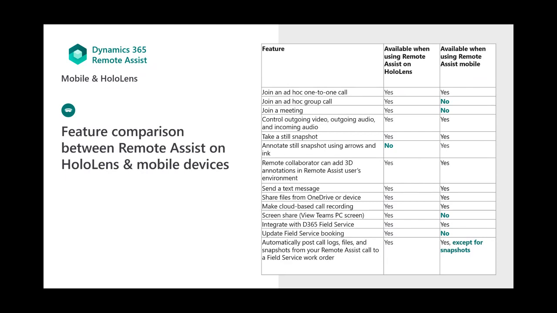The HoloLens doesn't yet allow you to take still shots, take snapshots, and then put annotations and arrows on top of those stills, but that'll be coming up soon. You cannot screen share to a mobile phone the way you can with a HoloLens. And you can share call logs, files, and snapshots, but there are limitations on Remote Assist mobile with that.